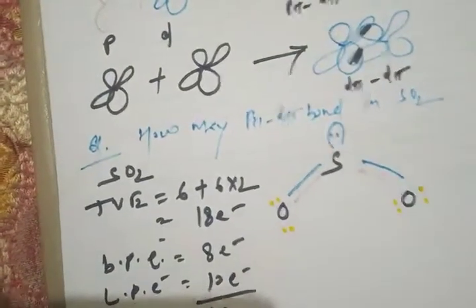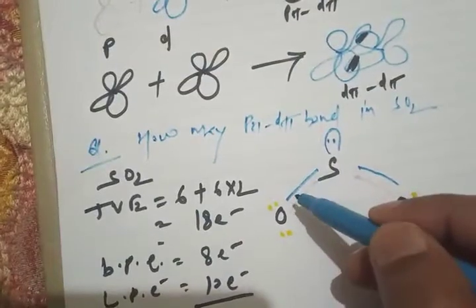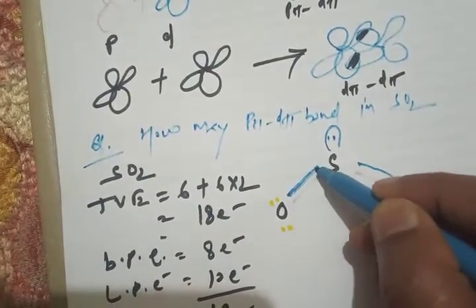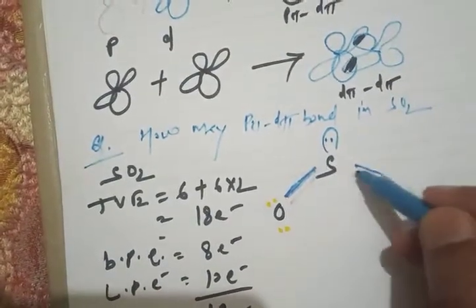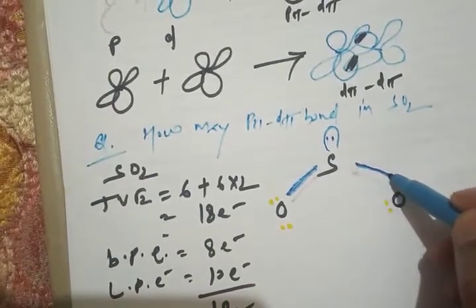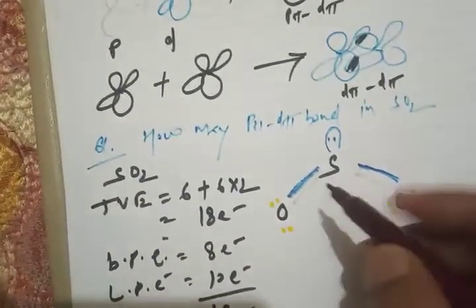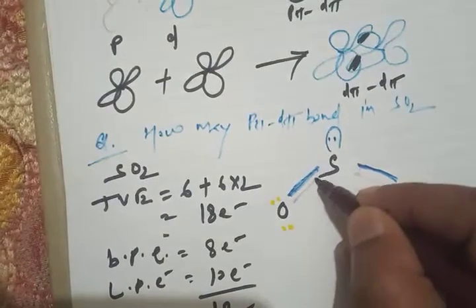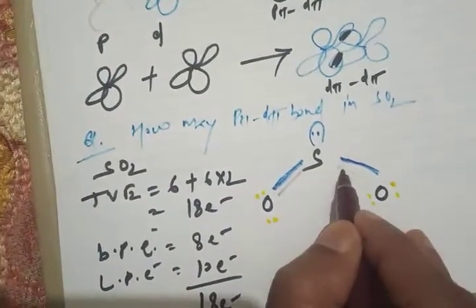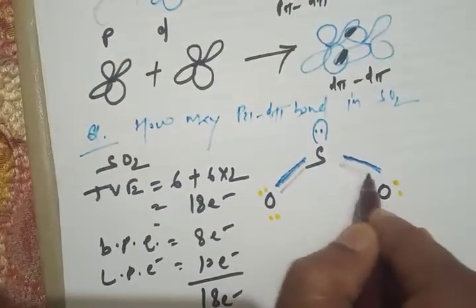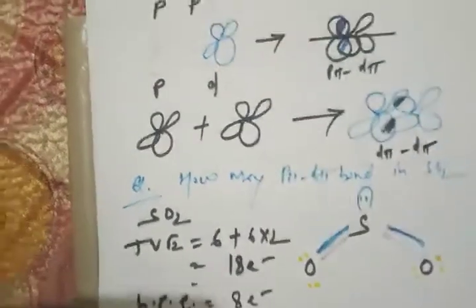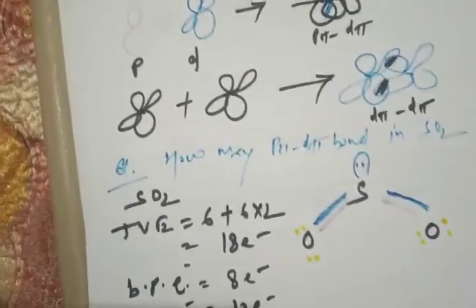Now the question is which type of bonding. That means we all know that one is a sigma bond and one is the pi bond, but which type of pi bond it is, whether it is a pπ-pπ or a pπ-dπ. Okay, so let's discuss this.